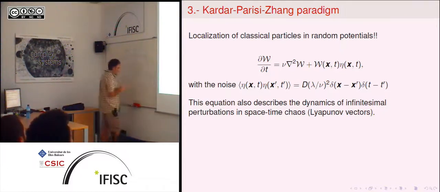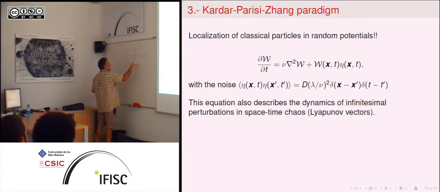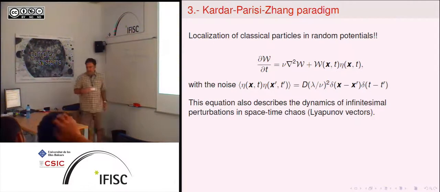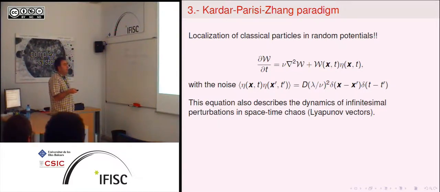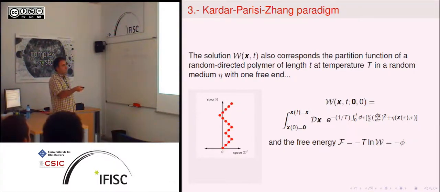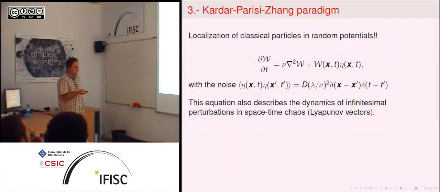And then I can define my field as I did before, the logarithm of delta U, and I will get for phi the KPZ equation. So this is another connection with KPZ. If we can solve KPZ, we can solve a lot of problems related with space-time chaos as well.